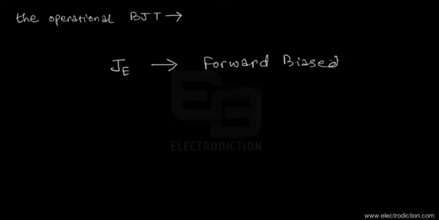Let me tell you that in general, for a BJT to work, the emitter junction, which is represented with the symbol JE, always needs to be forward biased. And the other junction that we have in the BJT, the collector junction, symbolized with the symbol JC, needs to be reverse biased.